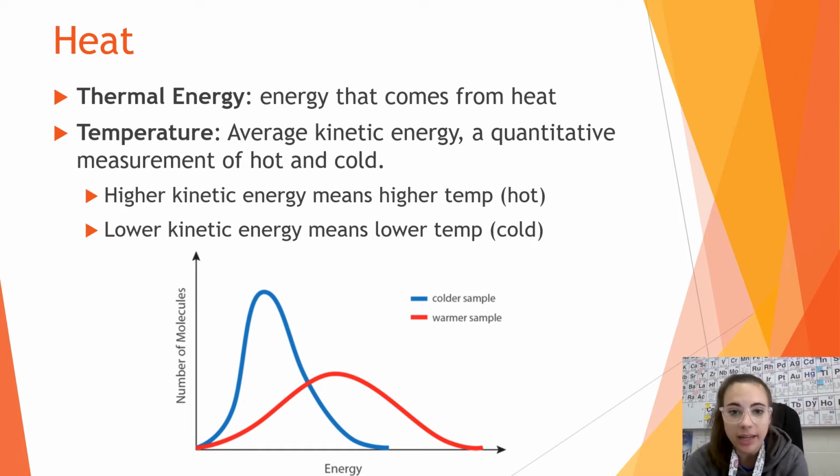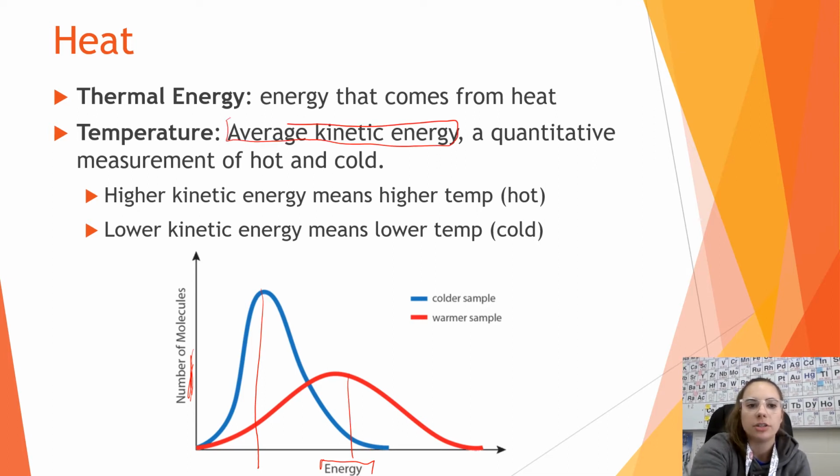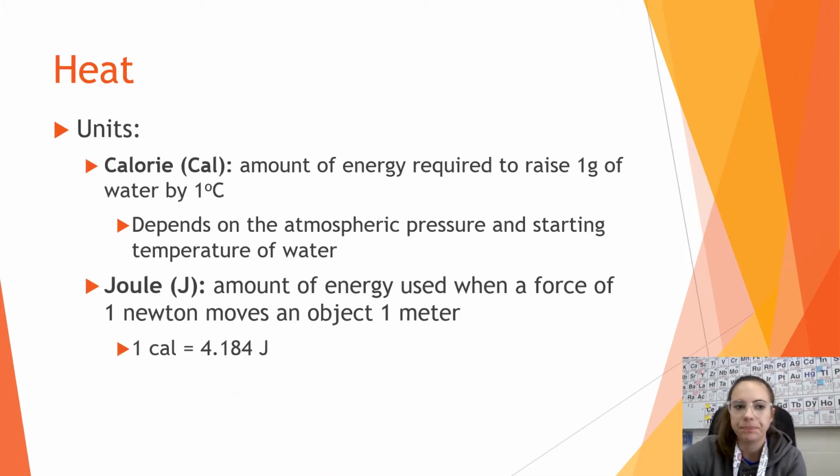So high kinetic energy is a high temperature. Low kinetic energy is a low temperature. So if you look at this graph, we're looking at the number of molecules with certain amounts of energy. At a colder sample, we have much lower energy on average than in a warmer sample. So temperature is just a measure of average kinetic energy.